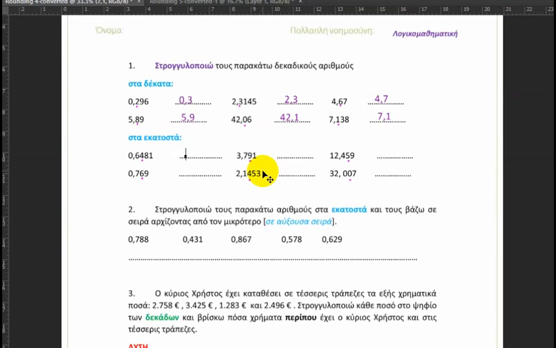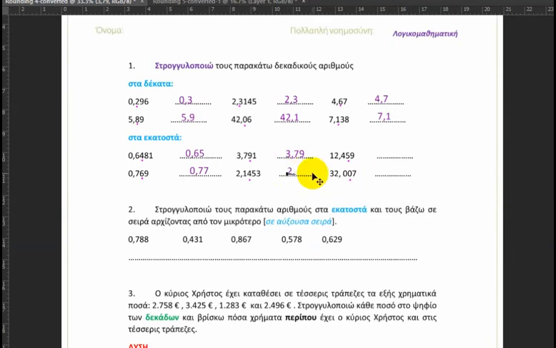Next, we have 0.64. So the 4 has an 8 after it. It will go up by 1, and it will become 0.65. Here, the 6 has a 9 after it, so it becomes 0.70. And the 9 becomes 0. Then the 9 has a 1 after it, so it's going to stay the same, and the 1 becomes 0.